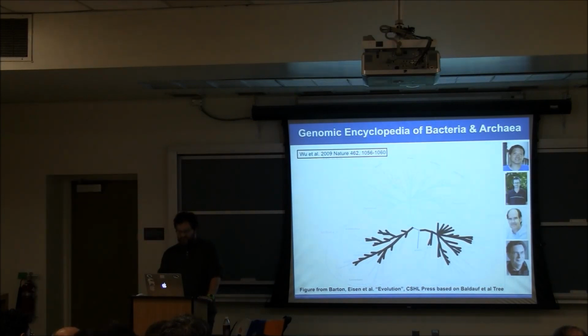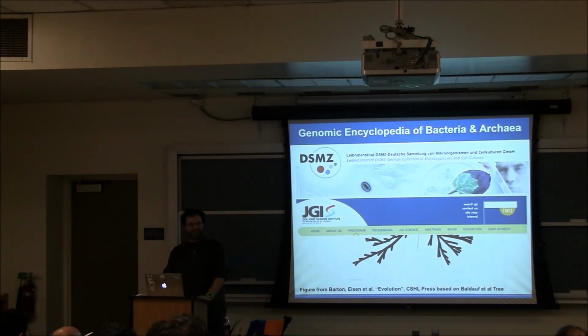So when I moved here, I had an adjunct appointment at the Joint Genome Institute, and we, with many people there, developed this project called the Genome Encyclopedia of Bacteria and Archaea, marching our way through the phylogenetic tree of bacteria and archaea, sequencing genomes of cultured organisms to really fill in the diversity of bacteria and archaea across the tree.